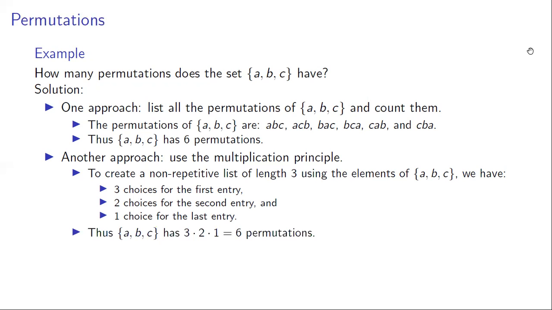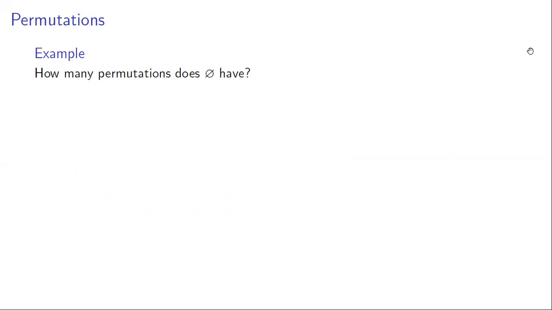Thus, by the multiplication principle, there are 6 permutations of this set. There's a certain number of choices for each entry, and multiplying them together tells us how many different possible lists we can make. So the multiplication principle tells us, given these number of choices for each entry, how many possible lists can we make? In other words, in this example, how many permutations can we make? So that's 6 for this example.